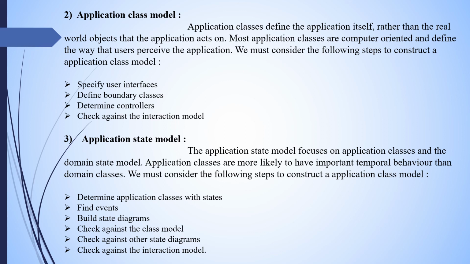The next one is application state model. Application state model focuses on application classes and the domain state model. Application classes are more likely to have important temporal behavior than domain classes. We must consider the following steps to construct an application state model: determine application classes with states, find events, build state diagrams, check against the class model, check against other state diagrams, check against the interaction model. These are all the steps to be considered when building an application state model.